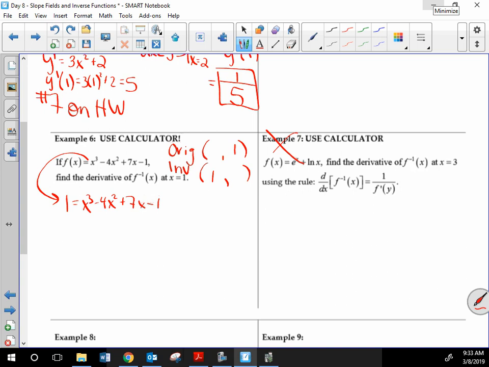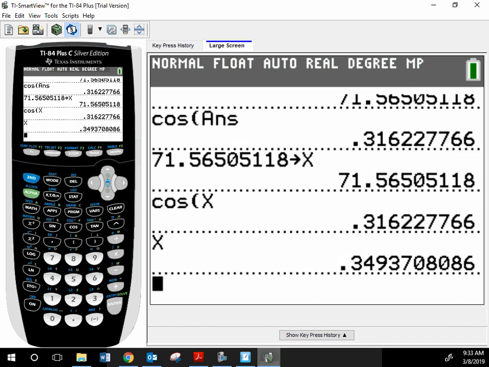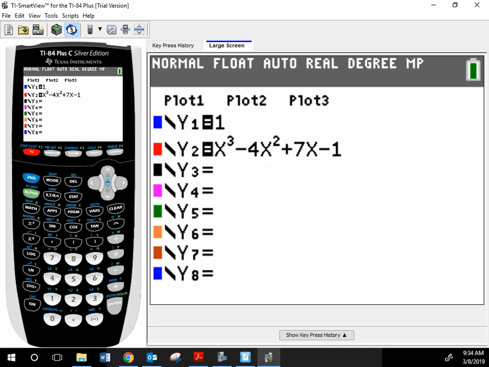So we know for our derivative, the derivative of our inverse at x equal to 1 is equal to 1 over our derivative, and that value was 0.349. I'm going to write that on here. Now, when we do this on our calculator, though, we're going to actually use the full value. So then on our calculator, we want to do our derivative at that point. We've got our function already set in here. Mine's in y2.